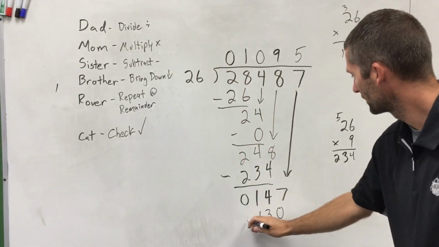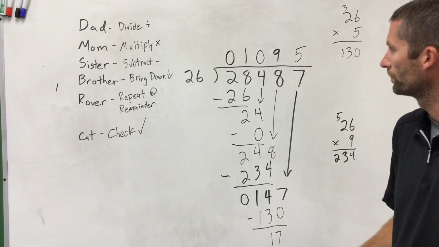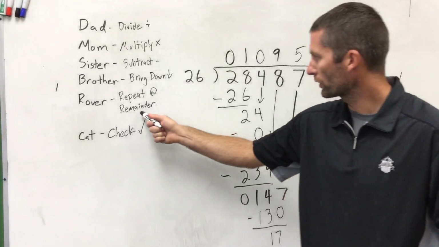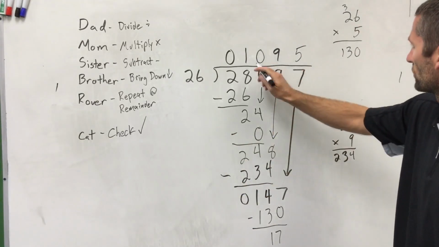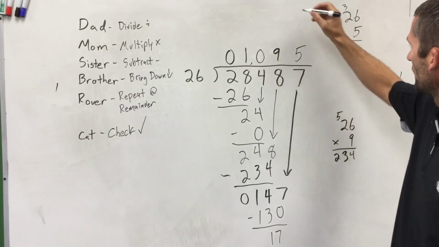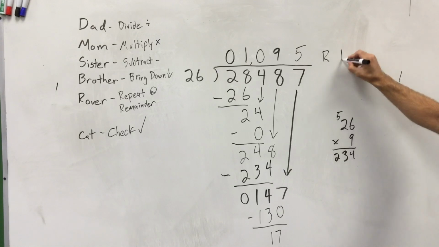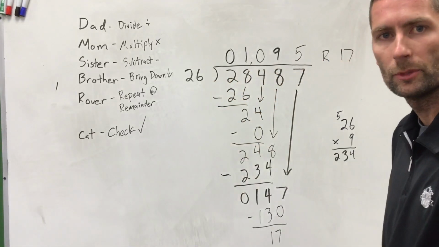Now we subtract. 147 minus 130 is 17. Now we bring down. There's nothing to bring down. So for now, that's going to be our remainder. So our answer is 1,095 with a remainder of 17. Later on, we'll change that to a fraction or a decimal.